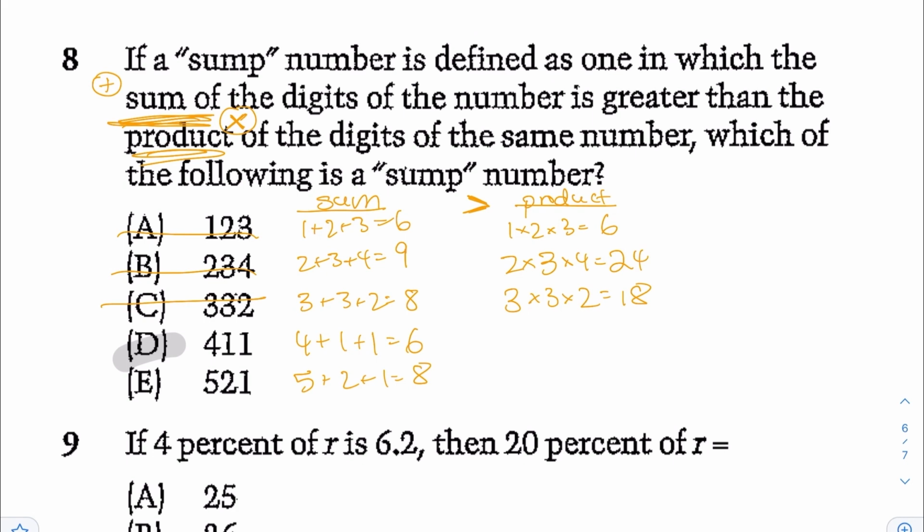For choice D, you have 4 times 1 times 1, which is just equal to 4. And 6 is greater than 4, so that's probably the answer. But still got to go through all the choices just in case. For choice E, it will be 5 times 2 times 1, which is equal to 10, and 8 is not greater than 10. So choice E is wrong. So the answer has to be choice D.